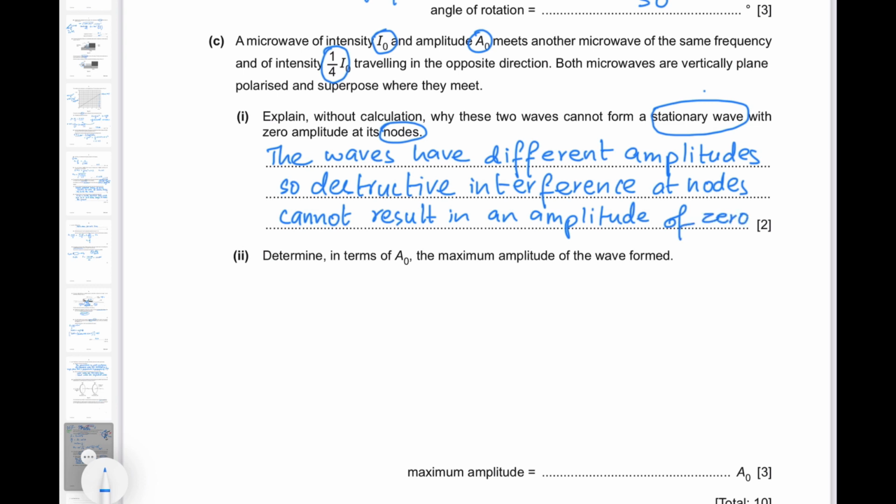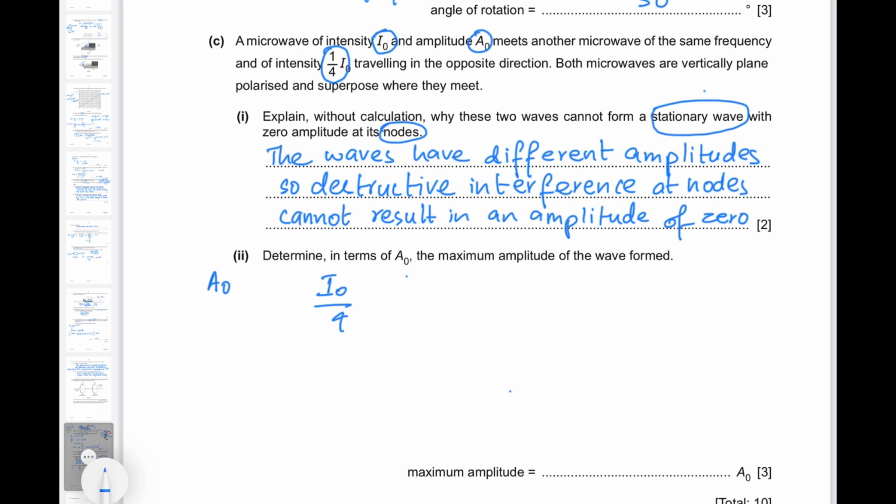To determine, in terms of A0, the maximum amplitude of the wave formed. Maximum amplitude will result from constructive interference when the amplitudes of the two waves add up. So for that, you would need to know the amplitudes of the two waves. The first one has A0. The second one has an intensity a quarter of the intensity of the first wave.